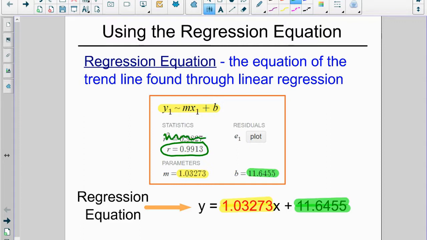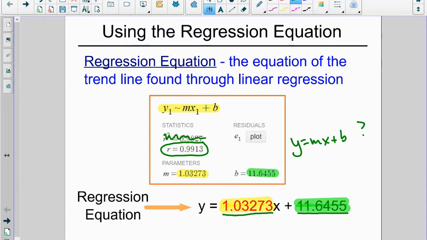Now, the parameters give us the slope of the trend line and the y-intercept of the trend line. Remember our equation, y equals mx plus b? Well, that's the slope-intercept form of an equation. So we're going to take those numbers, the m, and plug that in front of the x. And we're going to take the value of b and plug that in at the end. That's your regression equation. That's the equation that we can use to make predictions about the two variables.